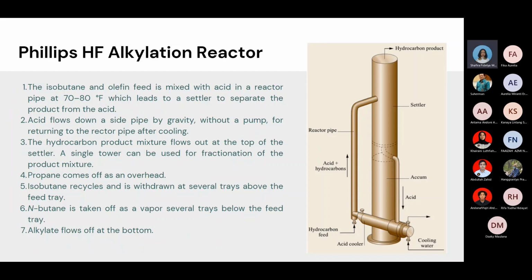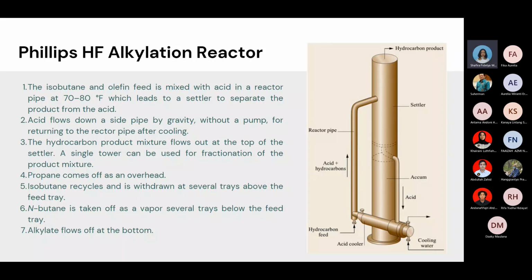And this is the reactor that was created by an American company, if I'm not mistaken. It's the Phillips HF alkylation reactor. Phillips discovered a single column HF alkylation reactor, and the way it works is that the isobutane and olefin feed is mixed with the acid in the reactor pipe at about 21 to 38 degrees Celsius.